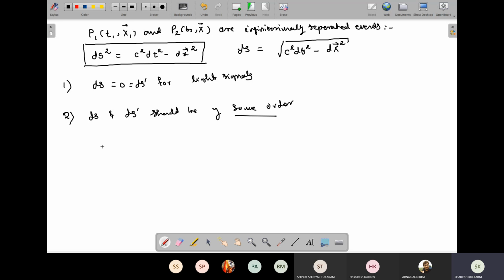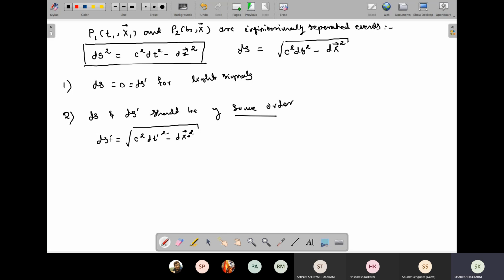If I want to write an expression for ds prime, what will it look like? It is the interval between two events seen from the K prime frame. So it will satisfy a similar equation, but unprimed quantities are replaced by primed ones. Clear? So there is a prime here. Are we imposing the condition of homogeneity and isotropy using this? No, not yet. I am not building the relation yet.